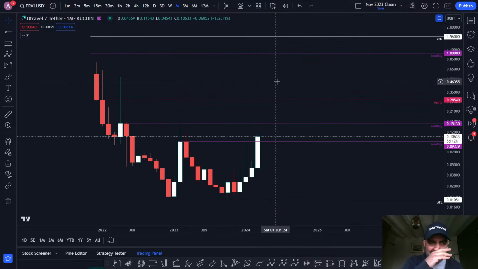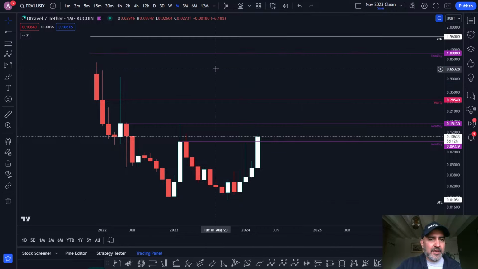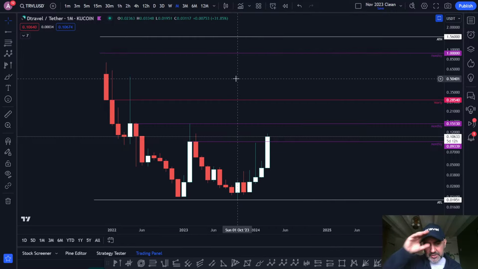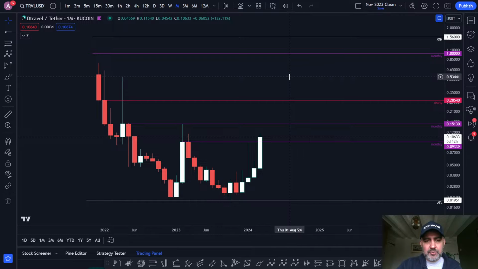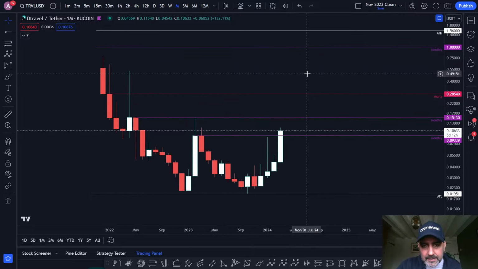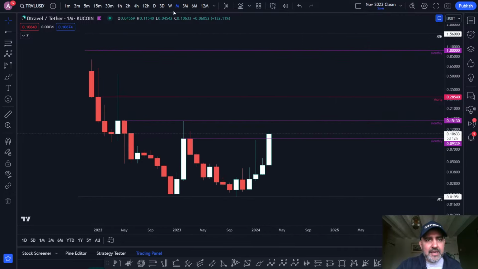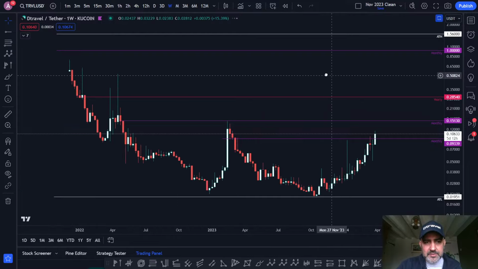Doesn't mean it's going to hold as support. It's more of a psychological level, but there is a monthly level there on all the other exchanges except KuCoin. So even though KuCoin might not react, the others might, which will definitely pull the price down. So there are your monthly levels. Let me go into the weekly levels.